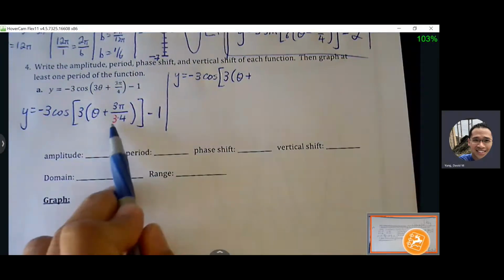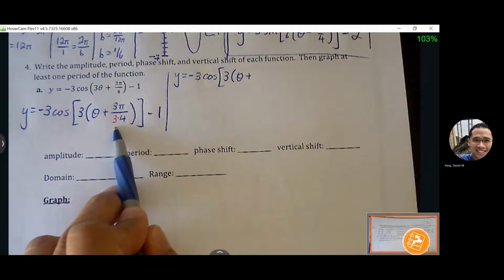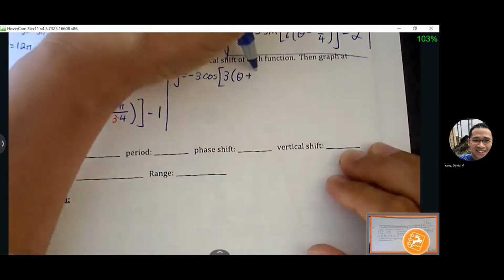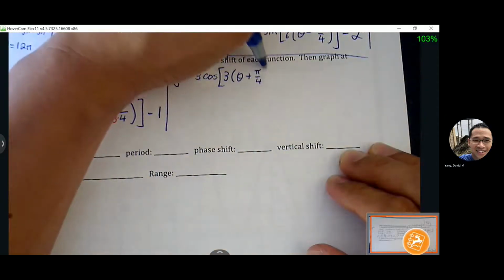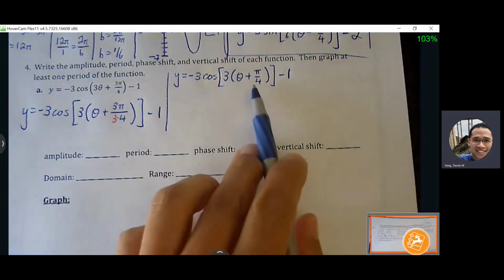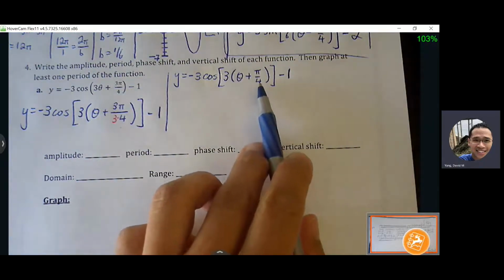Okay, what does 3 pi over 12 reduce to? Yeah, pi over 4, right? So now that pi over 4 is a lot more helpful, a lot more useful, because that's the true phase shift right there.